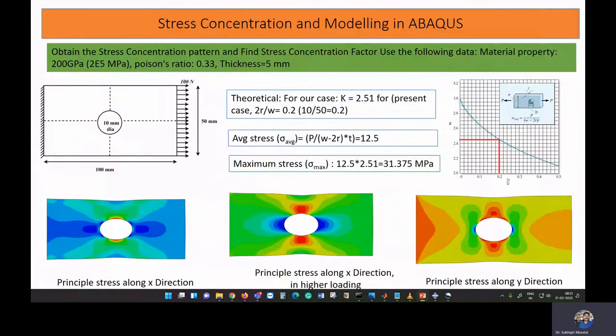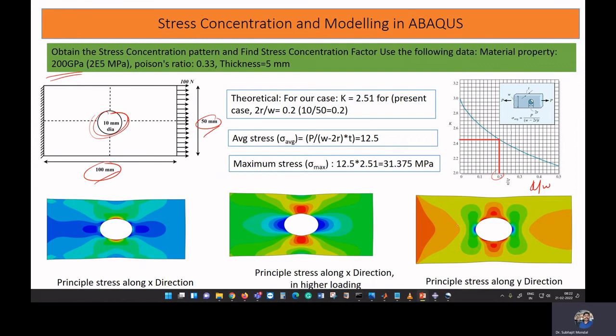Here in our computational laboratory class, we are going to analyze a plate with a circular cutout, and we will consider the material property as isotropic. Here you see it is 200 GPa, which is the property of a ductile material. We are going to perform a linear analysis of a plate with dimensions of 50 mm and 100 mm, having a cutout of 10 mm at the center. If we calculate the D by W ratio, it comes to 0.2.